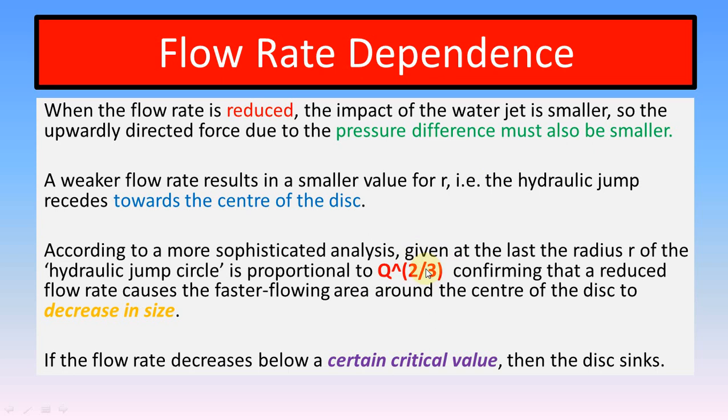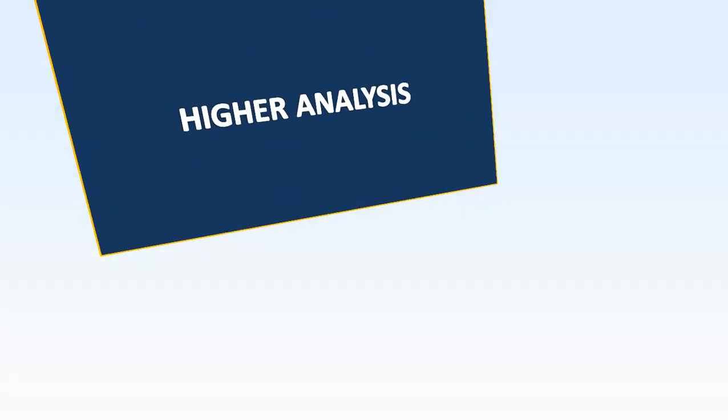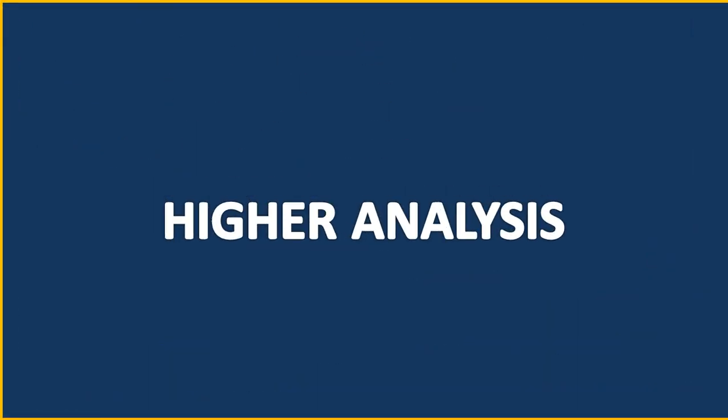Q is the flow rate, and it is derived by a more sophisticated analysis which is done in this video. You can just watch that. I will not explain it because it's not in our syllabus. It confirms that a reduced flow rate causes the faster flowing area around the circle of the disk to decrease in size. So if the flow rate decreases below a certain critical value, the disk will surely sink. For Olympiad students, you can do this higher analysis part.